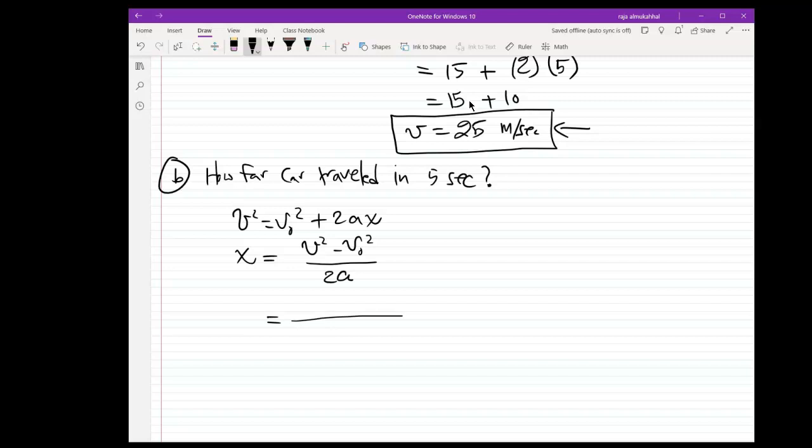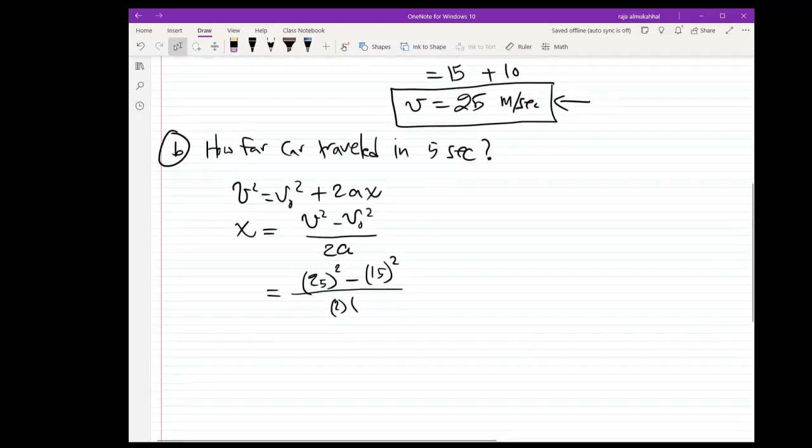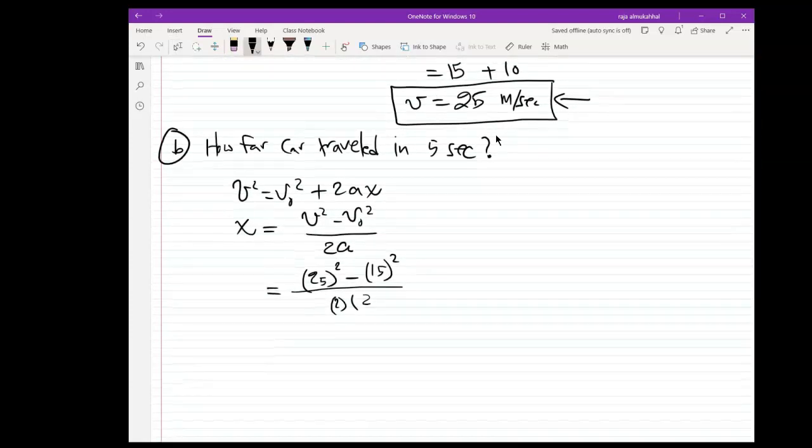So the v squared here is basically 25 squared. So that's 25 squared minus v naught squared, which is 15 squared, is that right? Divided by 2 times a, the acceleration, I forgot what it is. What is it? 2, right? So the acceleration is equal to 2. And then when I calculate that, let's calculate this. I hope you are calculating things with me. So that would be 25 squared.